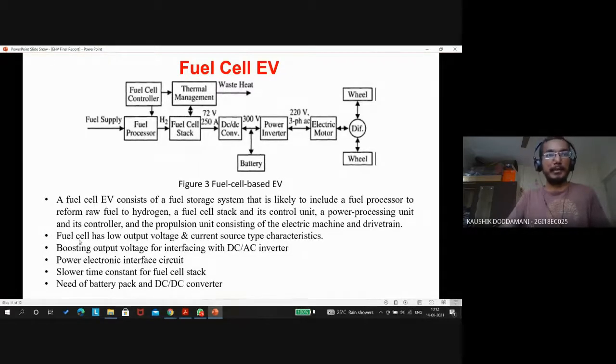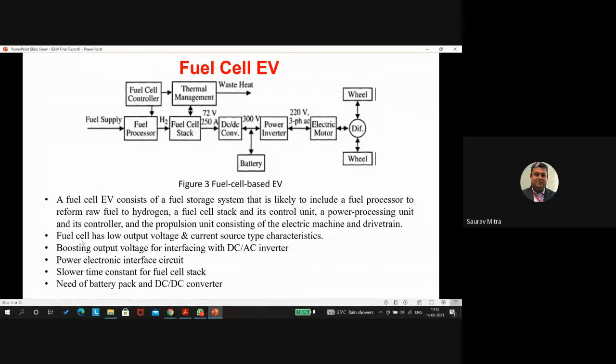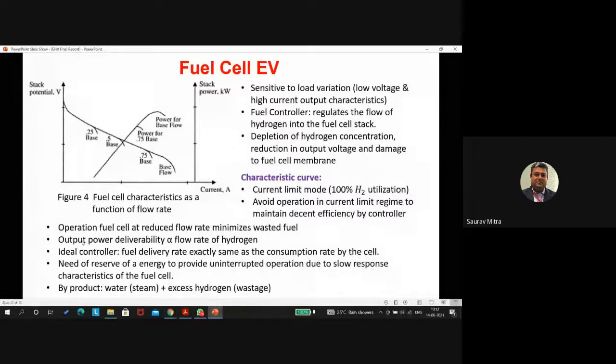Next. Yes, Kaushik, this slide you have actually explained. All the other parts also you have explained. So you can go to the next slide, because all the sub parts you have explained. I guess this is the last slide. Yes, sir, this is the last slide. Yeah. This is the characteristic of the fuel cell. Just answer it in short and finish your presentation in 2 minutes.